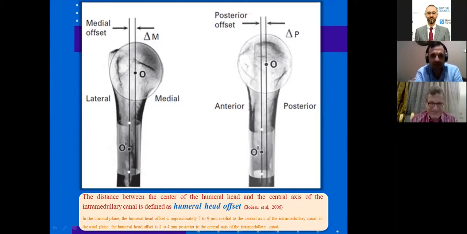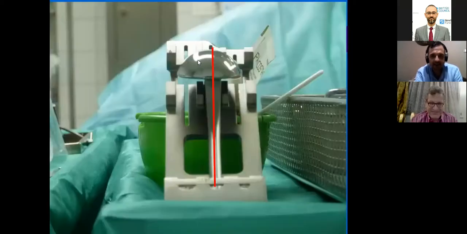In this prosthesis, this is an anatomical prosthesis, and this is the stem, the long axis of the stem, and this is the center of the prosthesis. So it is medial and more posterior.